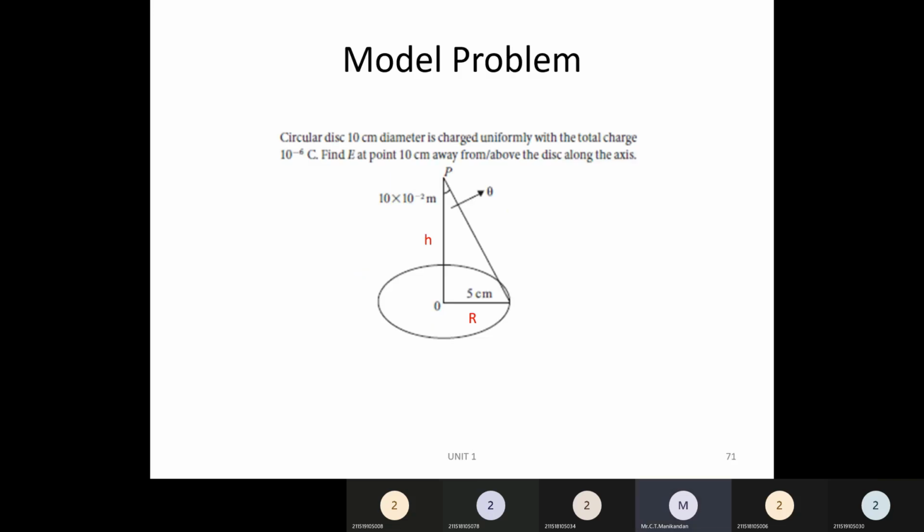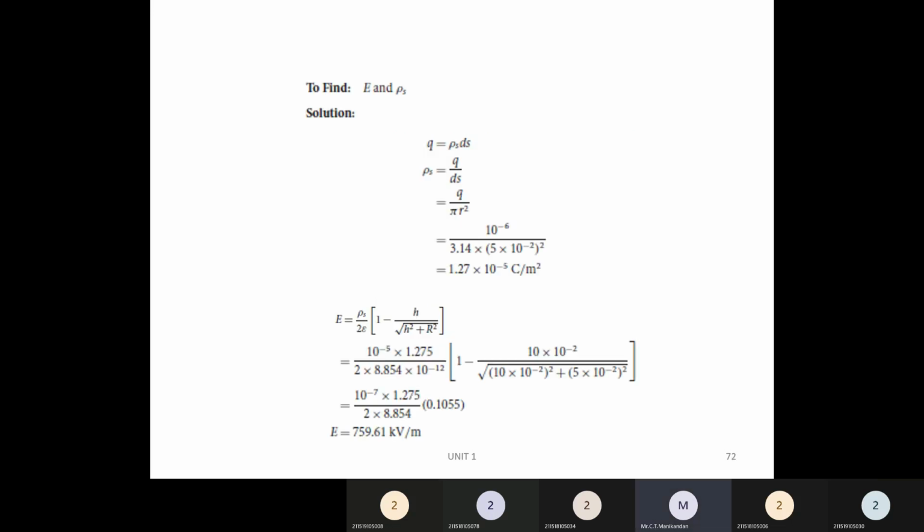But they have not given rho S here. Instead of rho S, what they have given is the charge Q value. So Q equal to 10 power minus 6 coulomb. So you can see the problem here: we have to find out rho S.